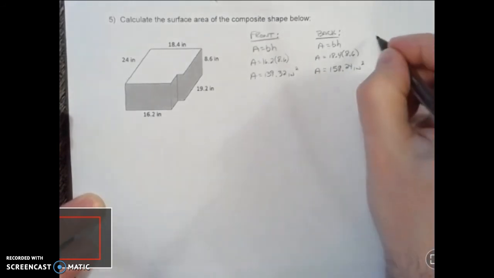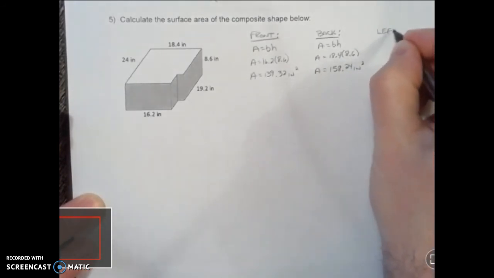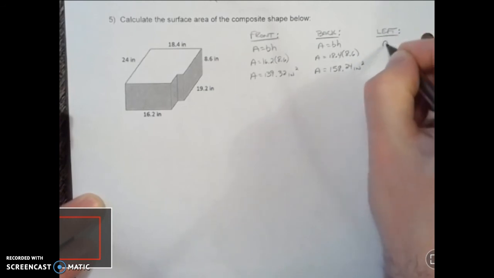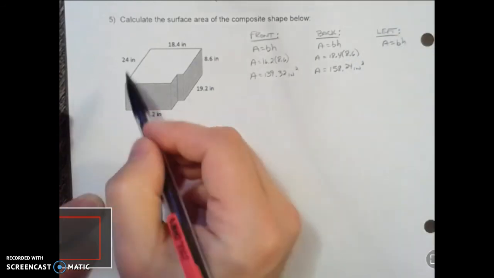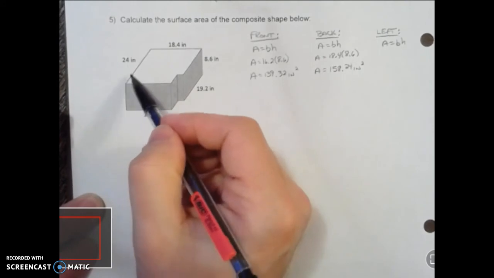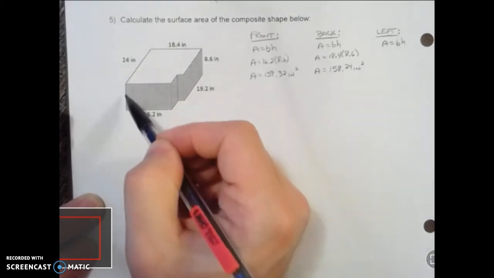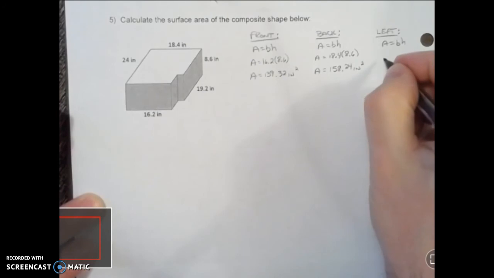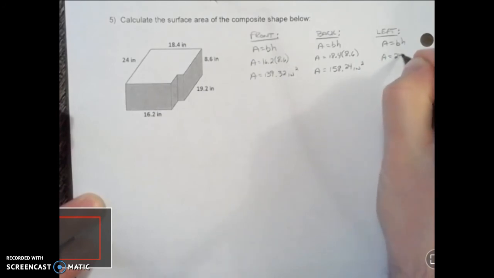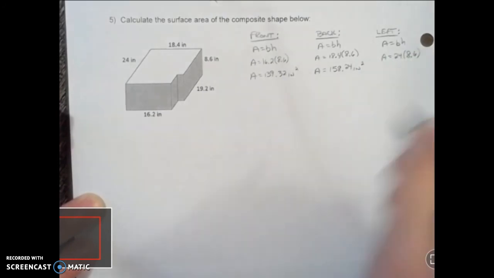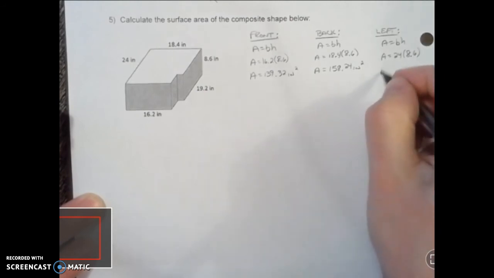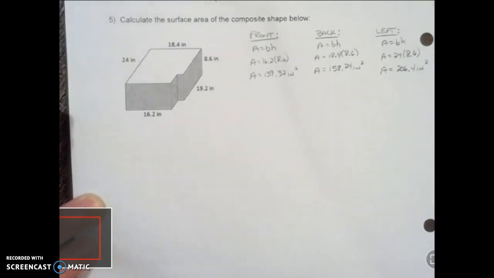We have a face on the left, which is also a rectangle, so we're going to have area equals base times height. Looking at the left side over here, we can see it's going to be a 24 inch by 8 6/10 inch rectangle. So the area here is going to be 24 times 8 6/10, and that's going to give us a total area for that face of 206 4/10 square inches.